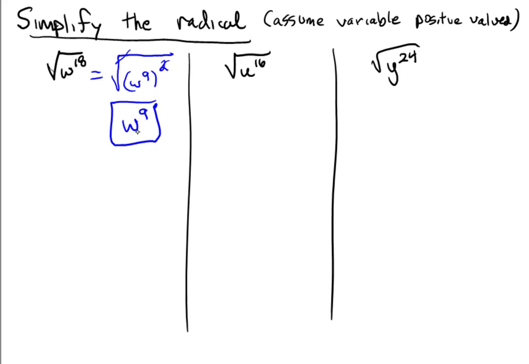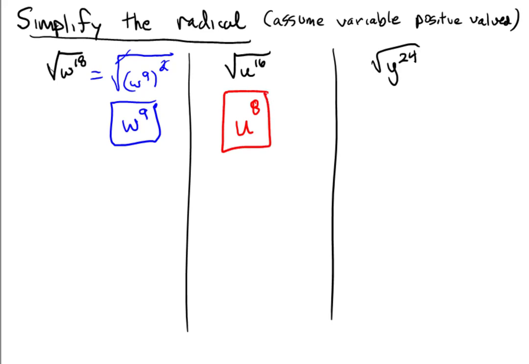And assuming you tried the second two on your own here, I'm going to put in the answers. For this one, we have the square root of u to the 16th. So there's our u. And using the shortcut, what is half of 16? Well, half of 16 is 8. So there's your final answer.